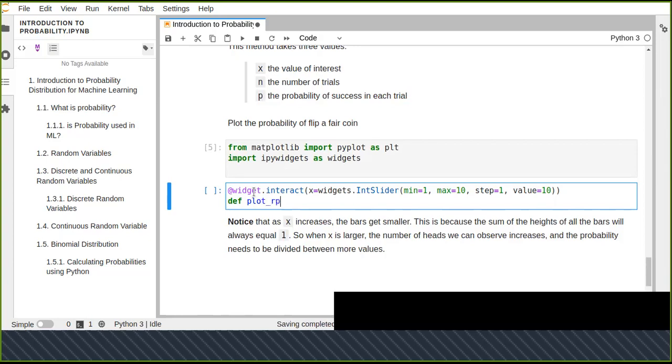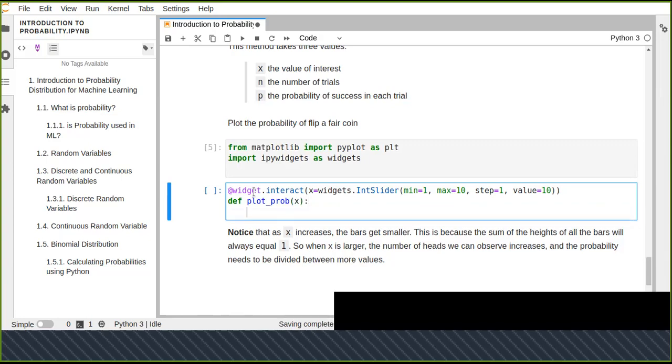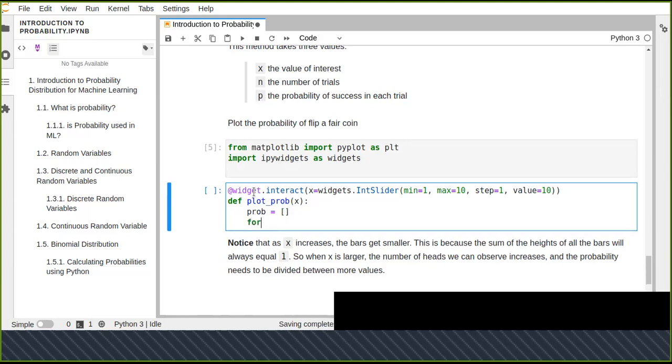It plots probability, and we pass that x to this. And let's calculate the probability and store it in a list, for every i in range of 0 to x.